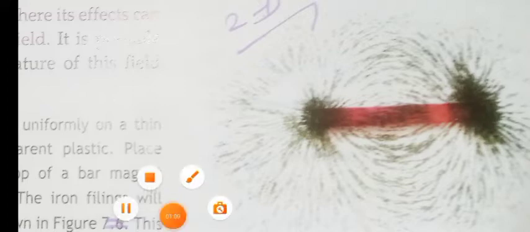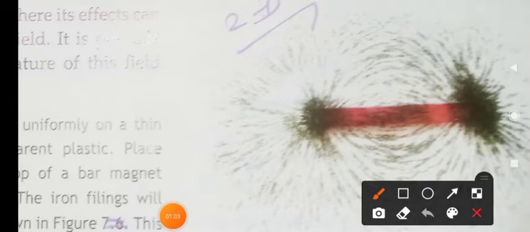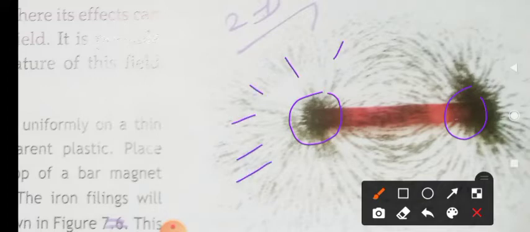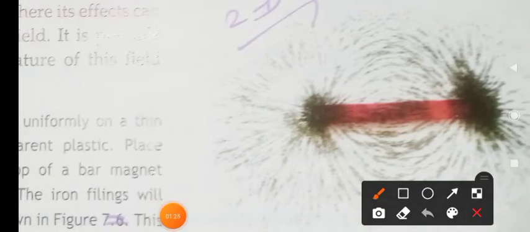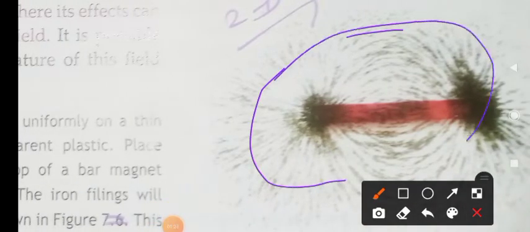Look here. We know that the poles have more strength, so the iron filings will stick to the poles. But in the other places also, the iron filings will arrange like this. So this resembles the photograph of a magnetic field. This area is called the magnetic field. The area which surrounds the magnet where the magnetic energy is felt is called the magnetic field. Is it clear, children? Hope you have understood.